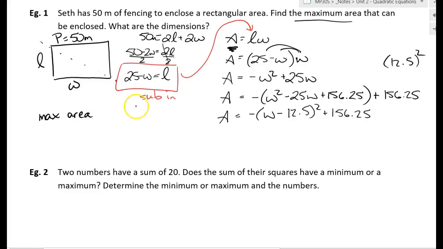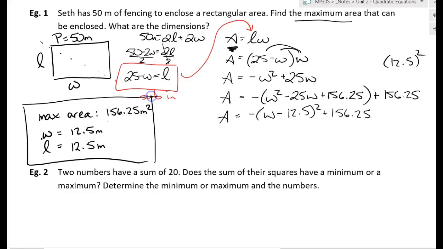which means that my maximum area is the y value of my vertex, so that's going to be 156.25 meters squared. My width is going to be 12.5, and that means that my length I'm going to have to solve for by plugging back into this equation here. So 25 minus 12.5 is going to be 12.5, so that works out nicely. And don't forget your units on both of those. And so that is my final answer for this question.